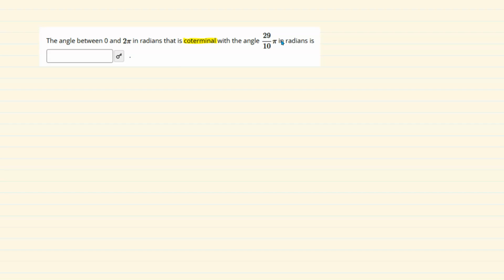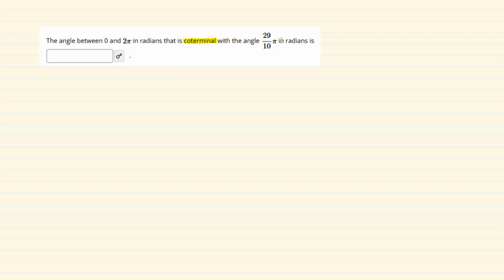So if we wanted to find a coterminal angle to 29 over 10 pi that is in between 0 and 2 pi, we need to add or subtract 2 pi, or a full rotation, until the angle is in between 0 and 2 pi. So, first off, between 0 and 2 pi, what would that be equivalent to? We might want to look at this with a denominator of 10, like the angle that we're considering.